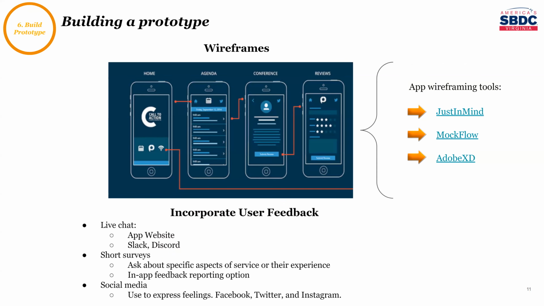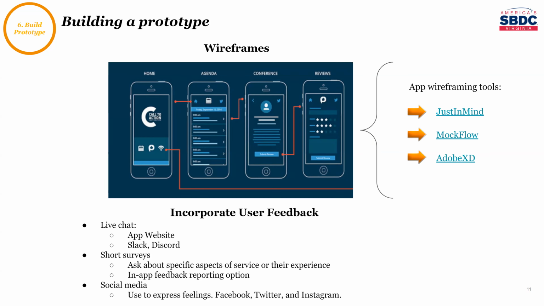Step number 6 is to build a prototype. So a prototype can start with something like these wireframes here. And you'll see in this example, the wireframes are simply that. It's like a black and white, or an outline version of your app without many of the graphics or the bells and whistles. It's just a 2D look.